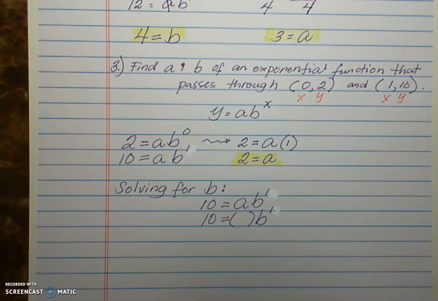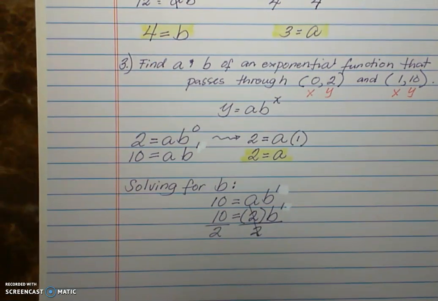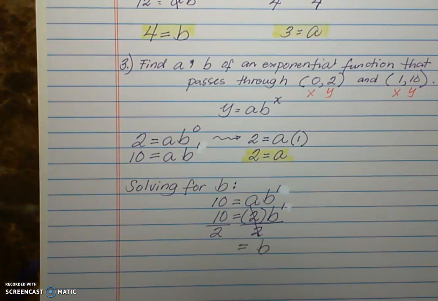2 in place of a, again using equation number 2. All right, in order for us to isolate the b, we're going to divide both sides by 2. Cancel the 2. You're now down to just b. And so b equals 5.